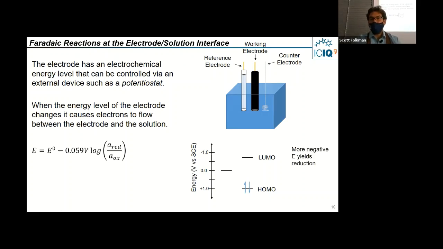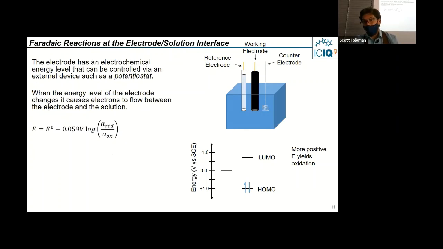But as we scan the potential, if we go to a more negative potential, electrons from the electrode will eventually be higher in energy than some energy state of a molecule in solution, for example, and then transfer an electron to that species in solution. Alternatively, if we scan in a more positive direction, eventually that energy level will be lower than some species in solution, and an electron will be transferred from the species in solution to the electrode.